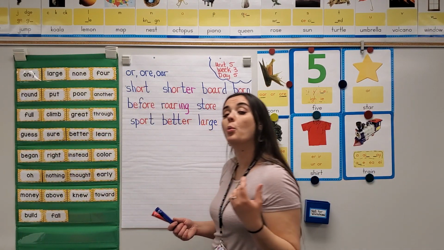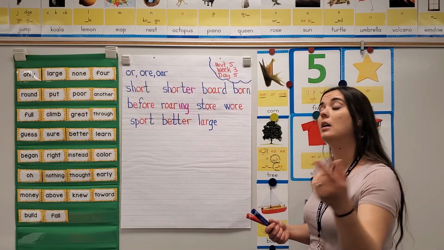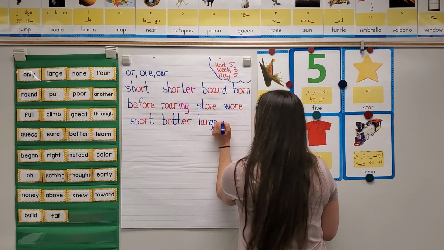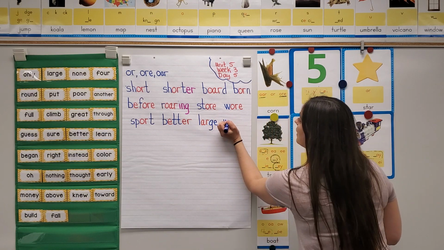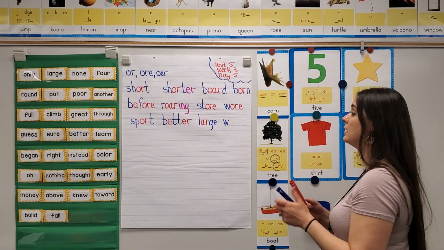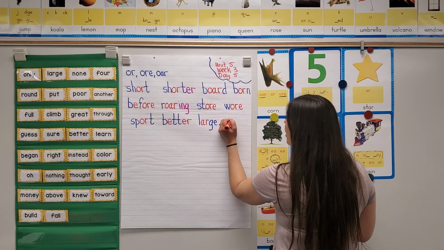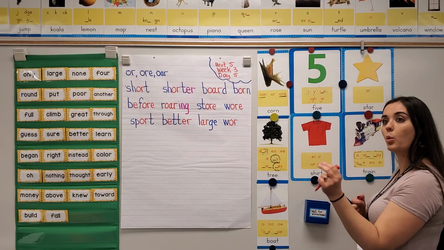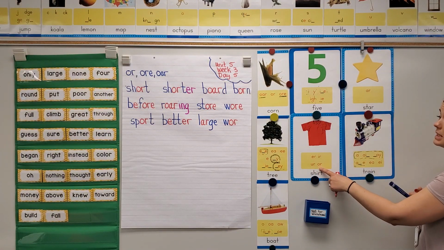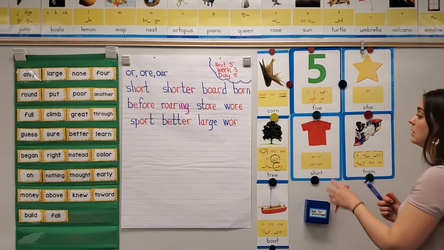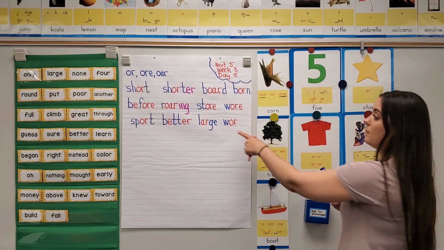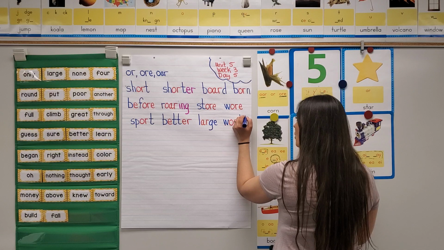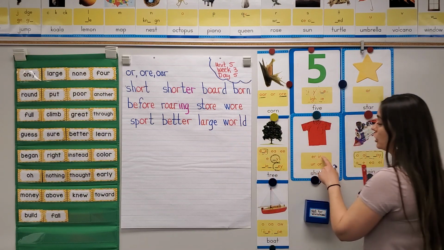And last word, world. Your turn. Wa, old, world. W says wa, and in the middle of that word world we hear wa, world. And so we know that we can spell the sound, like the shirt card, with O-R. And in this word world, it's exactly what it is. O-R is going to say that sound.